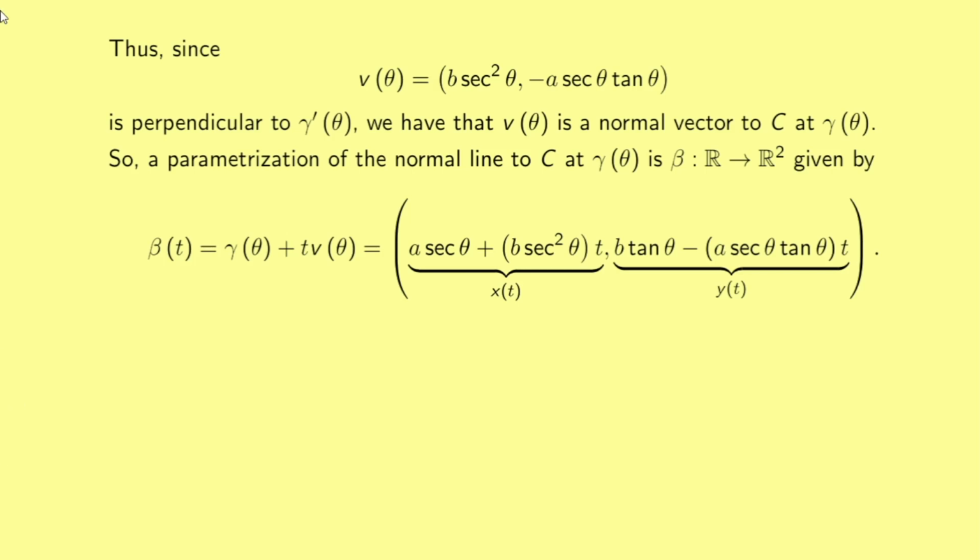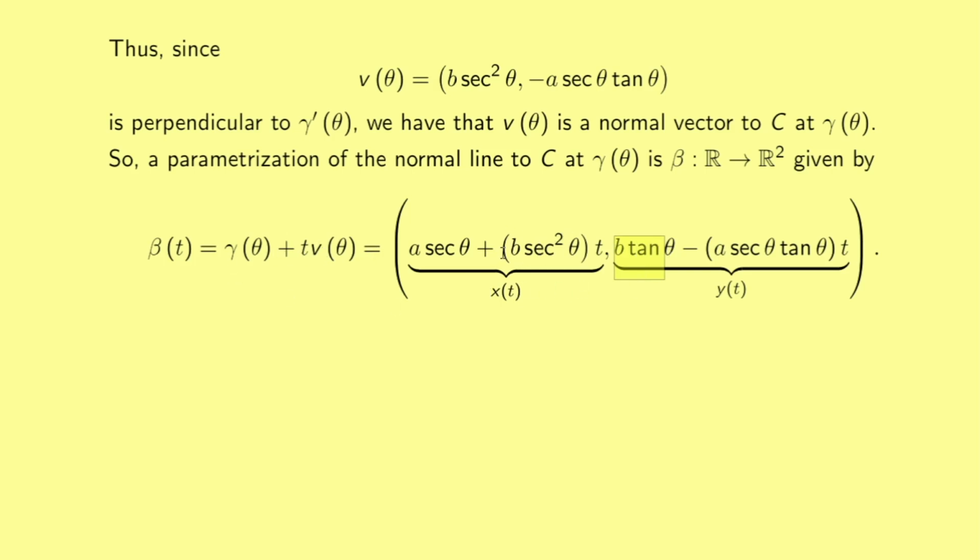We recall that this v of theta is a fixed vector, because theta is fixed. We are working only at the point gamma of theta, and gamma of theta is also a fixed point. So we can write this in coordinates. The point gamma of theta is a secant theta, and its second coordinate is b tangent theta. And now we add t times v of theta.